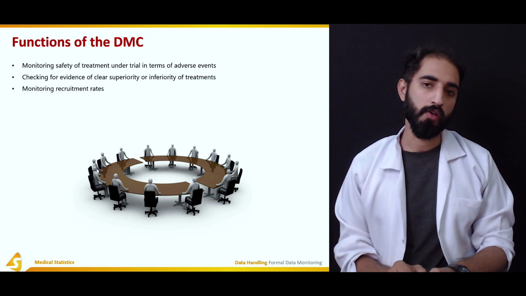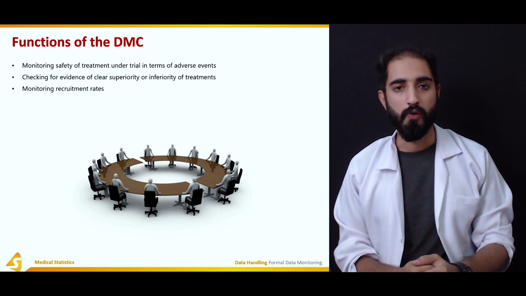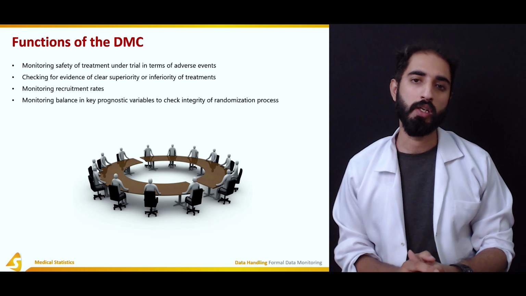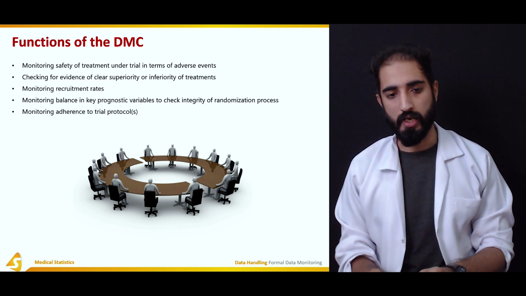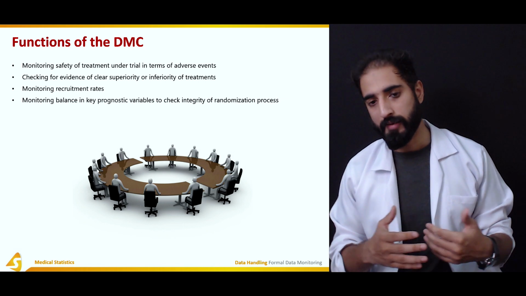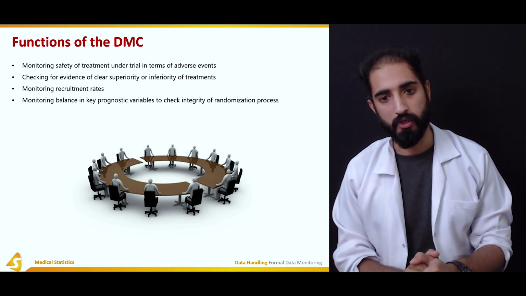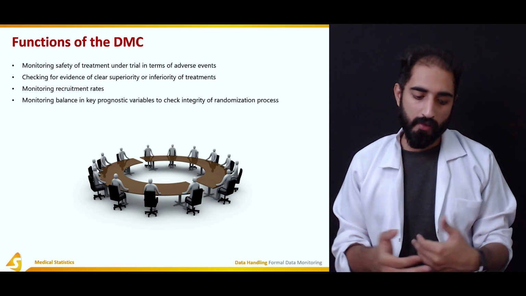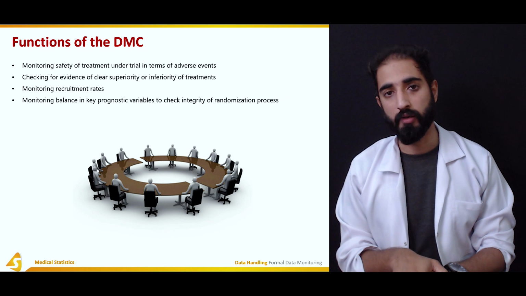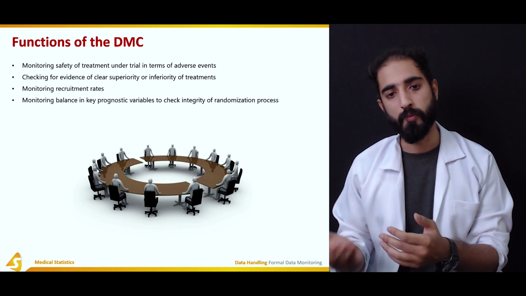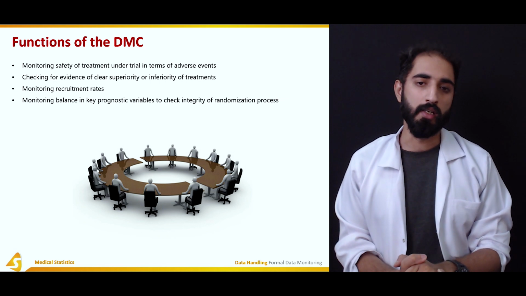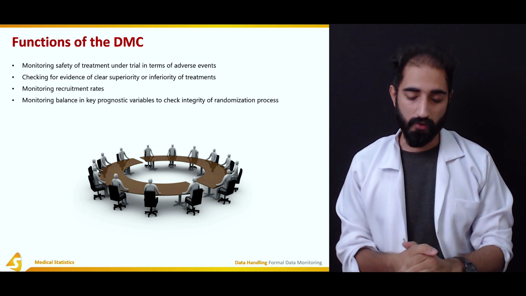They also monitor the recruitment rates, whether they are fulfilling the statistical requirement of that research or not. They also monitor balance in key prognostic variables to check the integrity of the randomization process, such as if the key prognostic variables or key outcome variables are missing at baseline, which remarkably affects the integrity of the randomization process. Or it can also be possible that some individuals with favorable prognostic variables are in one group, and with poor prognostic variables are in the other group. That also raises a question mark on the integrity of the randomization process, and that is something the Data Monitoring Committee vigorously monitors.